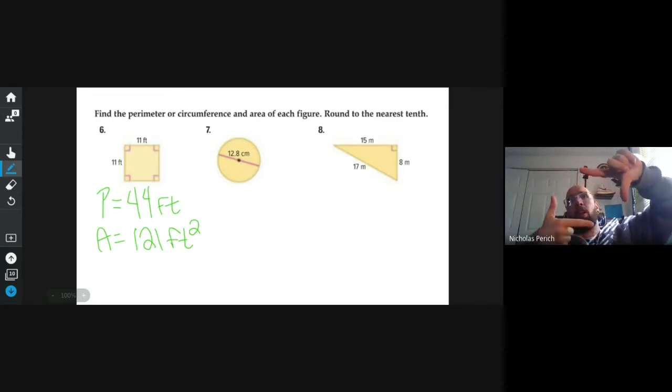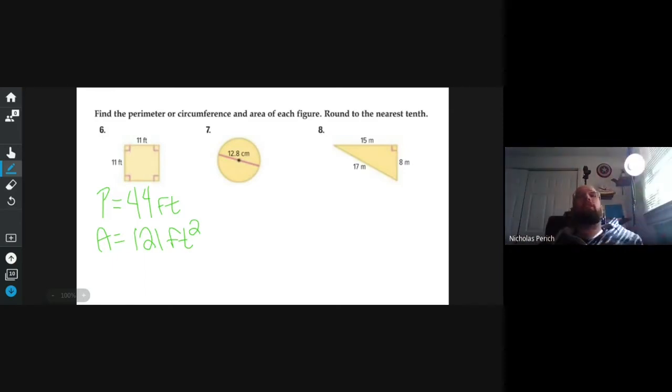121 feet squared means I literally take 121 squares that are 1 foot in length, and I go boom, boom, boom, and I just stack them across the floor. Area is given to you in feet squared. The reason why it's feet squared is because you're literally doing 11 feet times 11 feet. And 11 times 11 is 121, and feet times feet is feet squared.